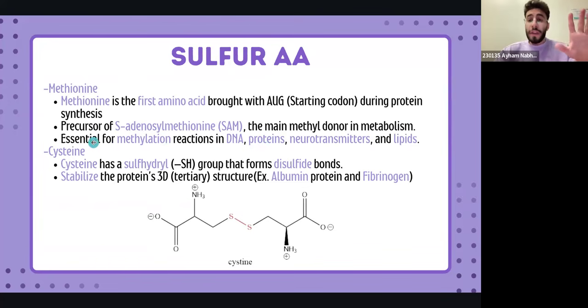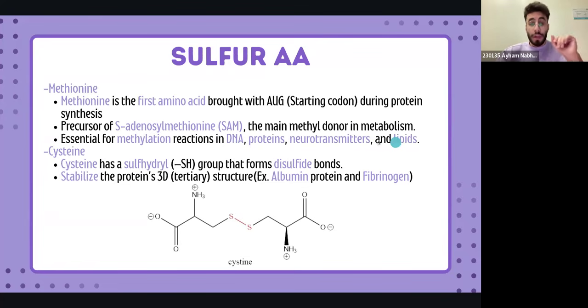This is the second point about methionine's metabolism. The third point, which is very important, is that methionine is essential for the methylation process or reaction of DNA, proteins, neurotransmitters, and lipids. This methylation function of methionine makes all of these structures active and functional.